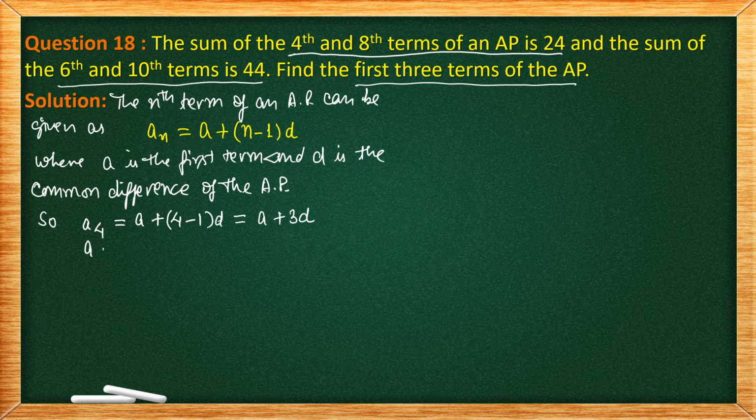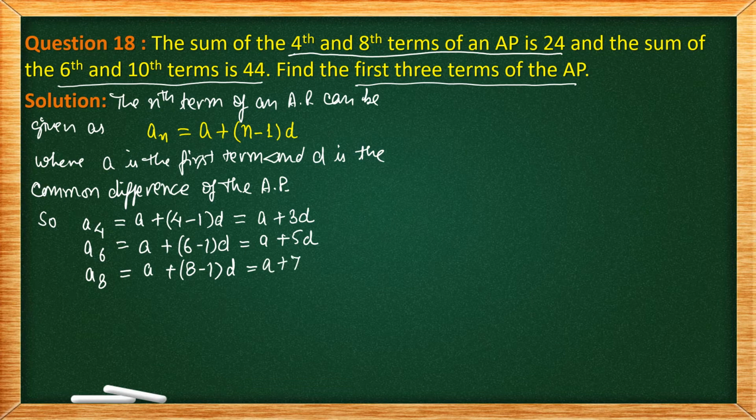Similarly, we can find out the sixth term. A6 is equal to A plus 6 minus 1 into D, equal to A plus 5D, and A8 is equal to A plus 8 minus 1 into D, that is A plus 7D, and A10 is equal to A plus 10 minus 1 into D, and this is equal to A plus 9D.